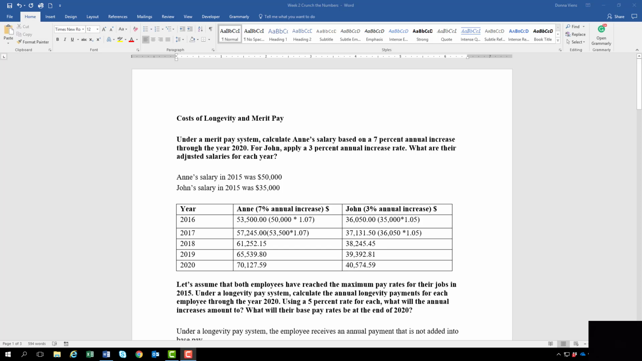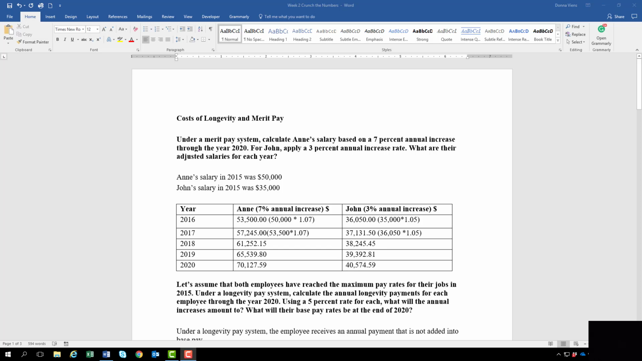Under the merit pay system, we want to calculate Annie's salary based on a 7% annual increase through the year 2020. For John, apply a 3% annual increase. What are their adjusted salaries for the year? If their salaries in 2015 are $50,000 and $35,000, then we need to look at what they're going to be going forward.